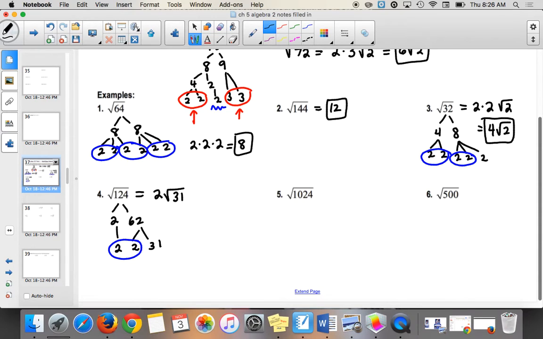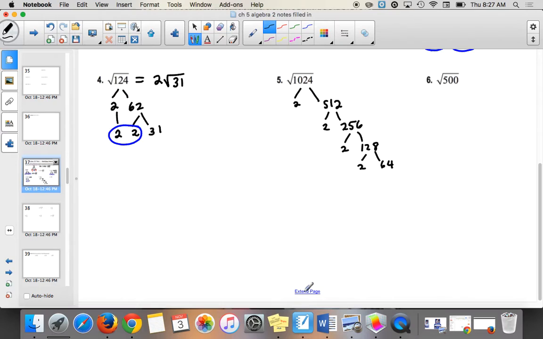All right, 1024. This is another one that a lot of people will do 2, 2, 2, 2. So anybody know what the square root of 1024 is? Anybody know the answer? Well, we'll see. All right, so 2 and 512, 2 and 256, 2 and 128, 2 and 64. All right, let's stop doing the 2 and 2.